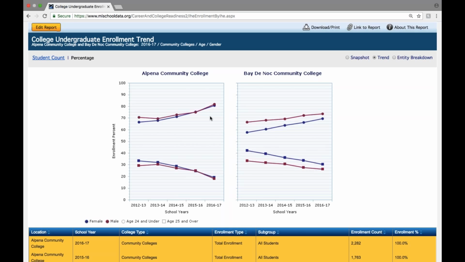So I have a younger population at Alpena than I did previously, along with Bay Mills. But I do have a difference between the two when it comes to this age gap, I suppose you could say. I have less 25 and over at Alpena, making up my undergrad population, a wider gap compared to Bay Mills.